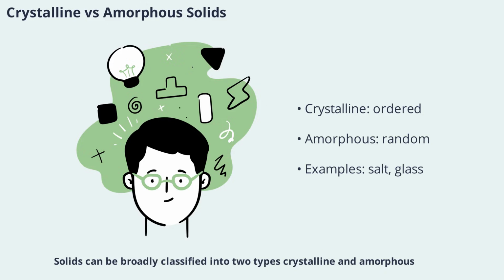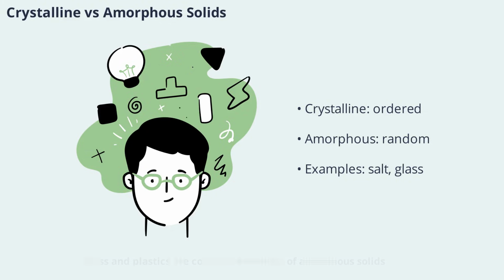Solids can be broadly classified in two types: crystalline and amorphous. Crystalline solids have particles arranged in a highly ordered repeating pattern, forming a crystal lattice. Examples include table salt and diamonds. Amorphous solids, on the other hand, lack this regular arrangement. Their particles are randomly organized, making them less rigid and often softer. Glass and plastics are common examples of amorphous solids. This distinction affects their physical properties, such as melting points and strength.